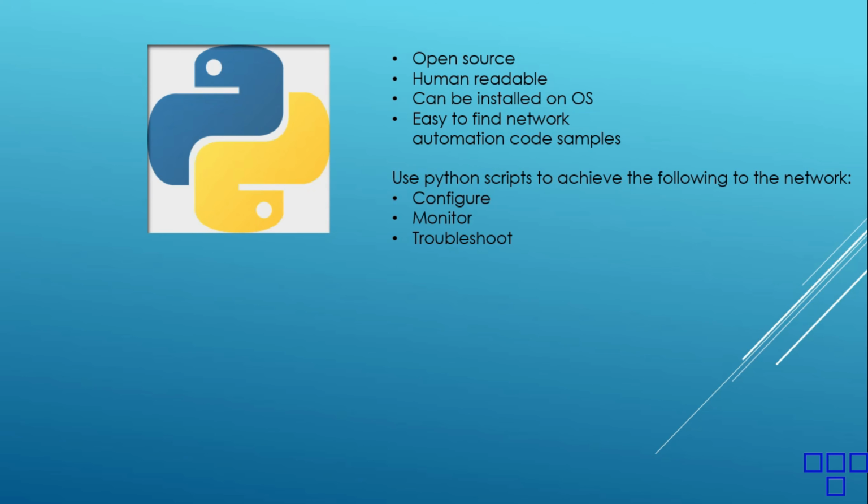Python is a very fast-growing and popular programming language. It's used across many different disciplines: software engineering, mathematics, accounting, data analysis, you name it. For network engineers, it's very useful as well. It's easy to learn, it's human readable, you can install it on an operating system, and there are numerous network automation code samples available online. So it's very convenient for network engineers.